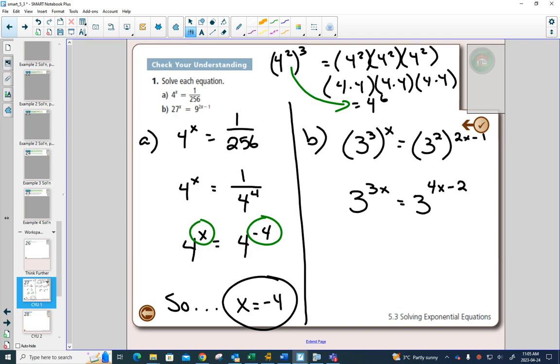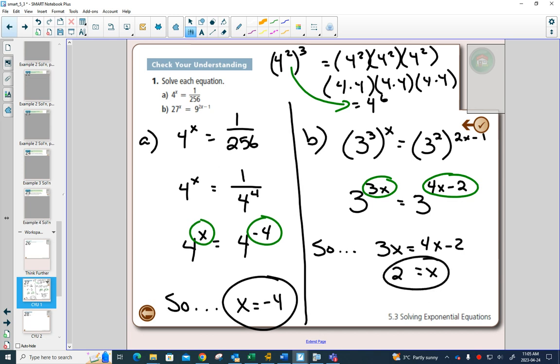And we get to this point where both sides are powers with the same base, so we're allowed to say, so 3x would have to equal 4x minus 2. If I move my x's to this side and my 2 to the other side, I can solve, and x is equal to 2.